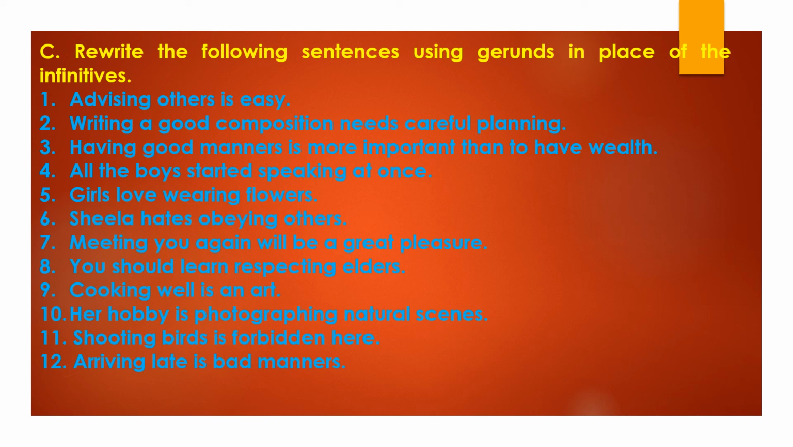Number 2, you can see, to write a good composition needs careful planning. So here to write, already to write is in the front only. So we remove to, and what we will write? Writing a good composition needs careful planning. The third also, to have good manners is more important than to have wealth. We remove to, and have will become having. Having good manners is more important than to have wealth. The fourth one, all the boys started to speak at once. So remove to, and which verb is coming after to? Speak, isn't it? So speak will become speaking. So all the boys started speaking at once.